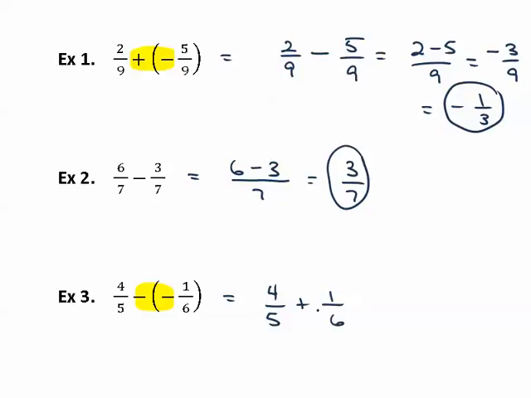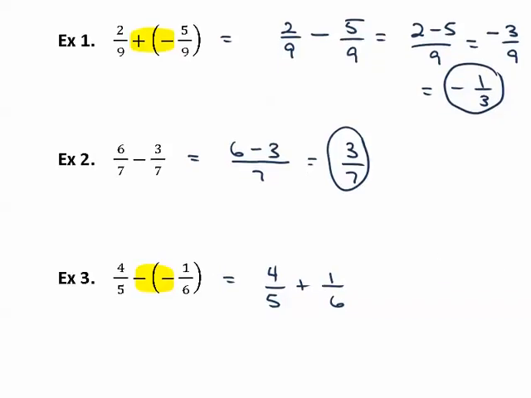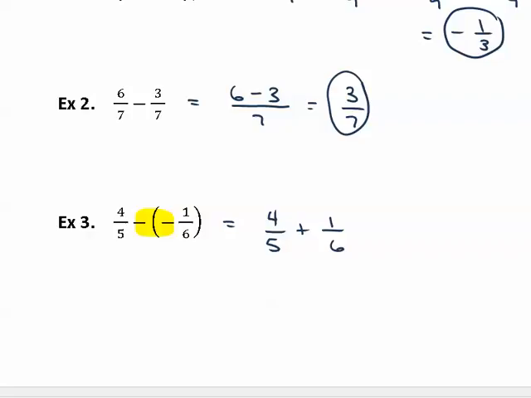Now you notice that we're trying to add fractions that have different denominators. So when they have different denominators, what you want to do is find a common denominator. So when I'm looking at 5 and 6, we're looking for a number that they divide into evenly. So what do 5 and 6 divide into evenly? Well, that answer is going to be 30. So here's what we're going to do. Write down the 30.